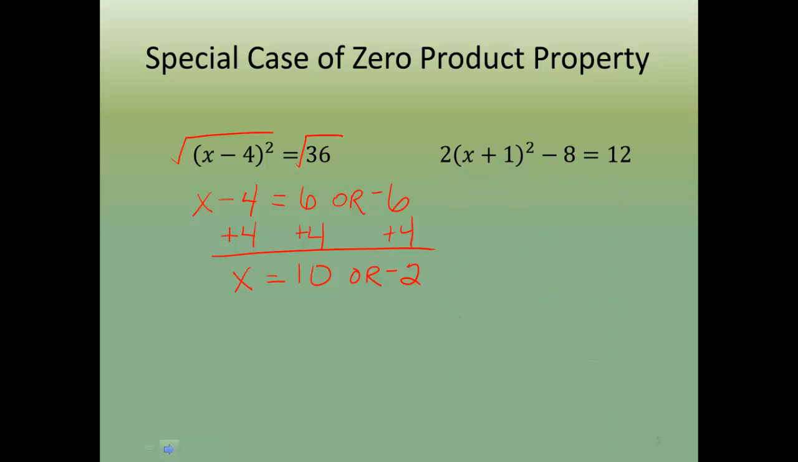A more complicated instance is something like this, where the first thing I need to do is get this x squared by itself.